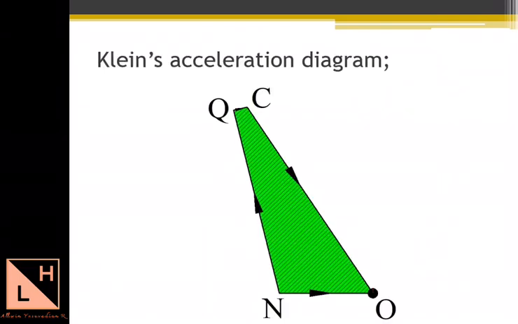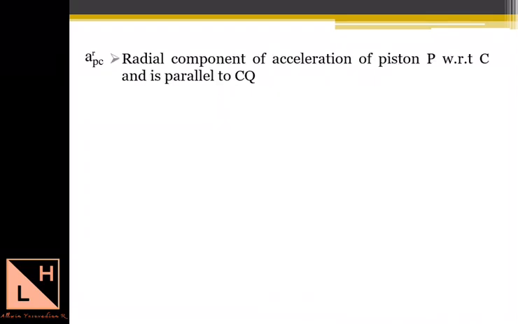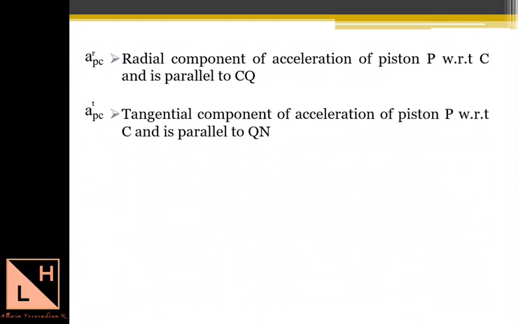This is called Klein's acceleration diagram, and PC is nothing but the connecting rod. So when I write APCR, it is the radial component of the connecting rod, while QN represents the tangential component of the connecting rod. ACOR represents the radial acceleration component for the crank CO. CO means crank. And the last one, the acceleration component of PO, is nothing but the acceleration of the slider. This thing we have already discussed. Just for your understanding, you can go through it once again.